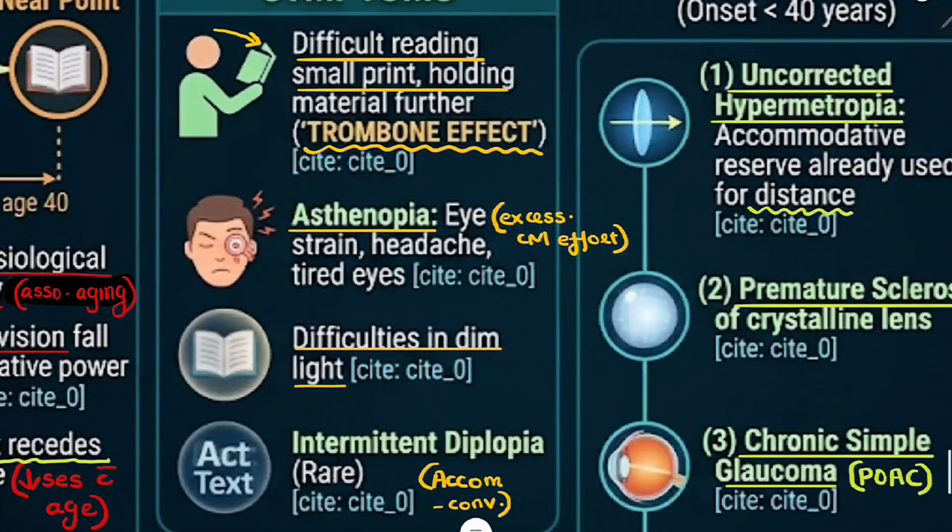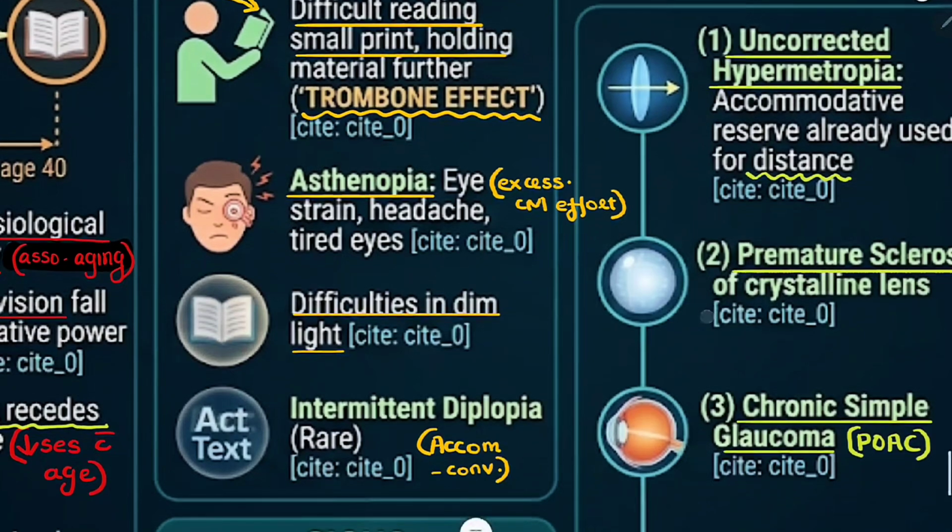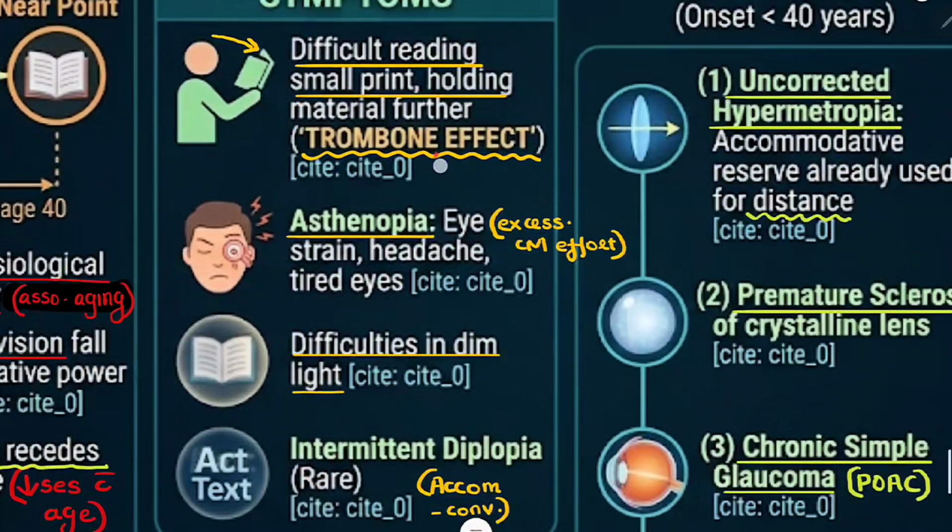Then there can be asthenopia, that is eye strain, headache, tired eyes. Why? Due to excess ciliary muscle effort to accommodate. And also there will be difficulty in reading in the dim light, and there will be intermittent diplopia due to accommodative convergence relationship, and that is rare. So the main thing is trombone effect, asthenopia, and difficulty in dim light.